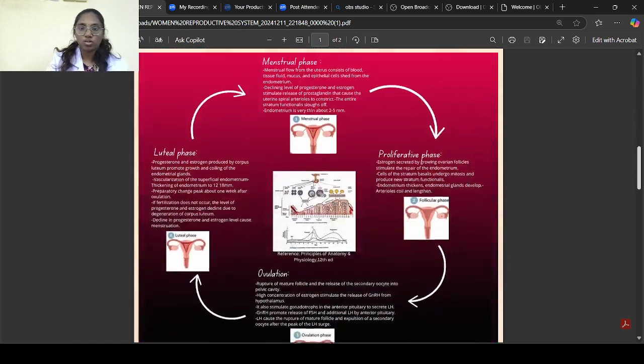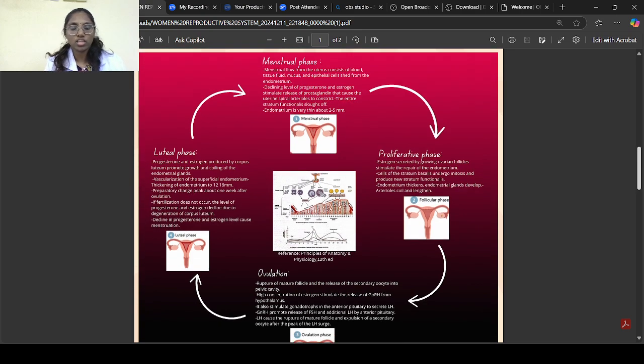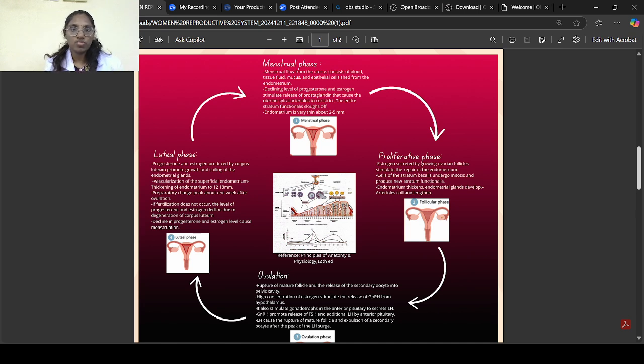Okay, now we're going to talk about the cycle of the uterus. What are the cycles it undergoes? First, the menstrual phase. During the menstrual phase, menstrual flow from the uterus consists of blood, tissue fluid, mucus, and epithelial cells shed from the endometrium. Declining levels of progesterone and estrogen stimulate release of prostaglandin that causes the uterine spiral arterioles to constrict. The entire stratum functionalis sloughs off. Endometrium is very thin, about 2 to 5 mm.